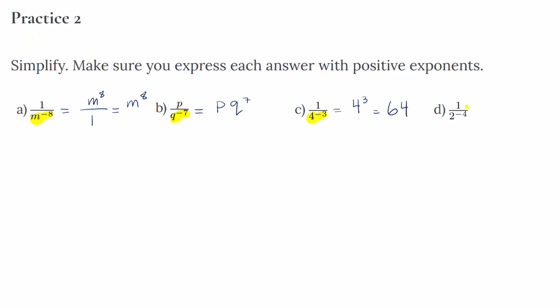D is really similar to C. We'll move that exponent of negative 4 with its base of 2 into the numerator. So 2 to the power of 4, and that equals 16 if we simplify.